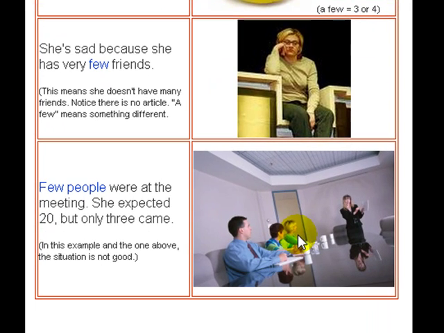Now we have a meeting here, there's no doubt. The meeting looks a little crooked, but that's neither here nor there. That's the photographer. Undoubtedly she has a meeting here. She's got 3 people. And, well, let's see what this is all about. Few people were at the meeting. She expected 20, but only 3 came. There you go. She expected 20. 20 is a bigger number than 3. So she figures she has only very few people who came to the meeting.